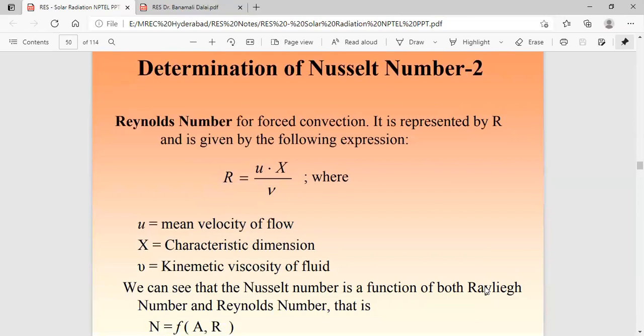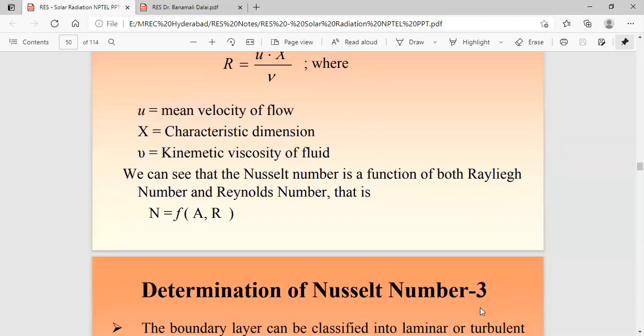The Reynolds number for forced convection is represented by R and is given by the following expression. R is equal to U into X divided by v, where U is the mean velocity of flow, X is the characteristic dimension, v is the kinematic viscosity of the fluid. We can see that the Nusselt number is a function of both the Rayleigh number and the Reynolds number. That is, N is equal to f of A comma R.